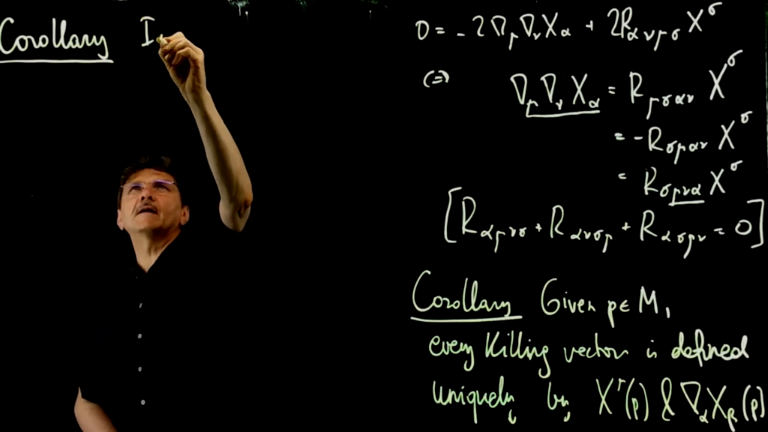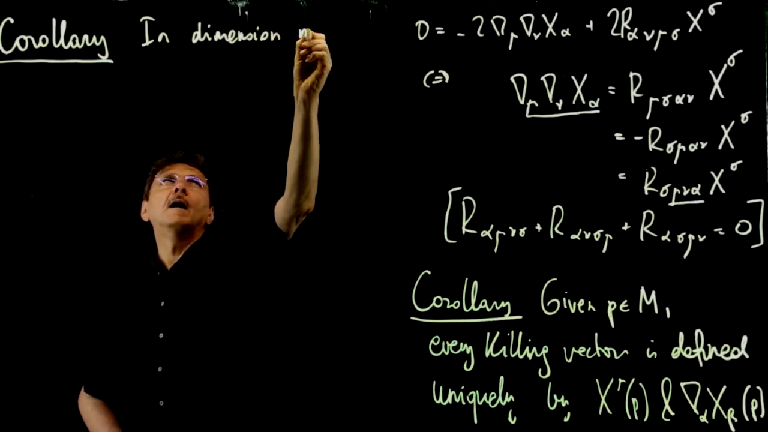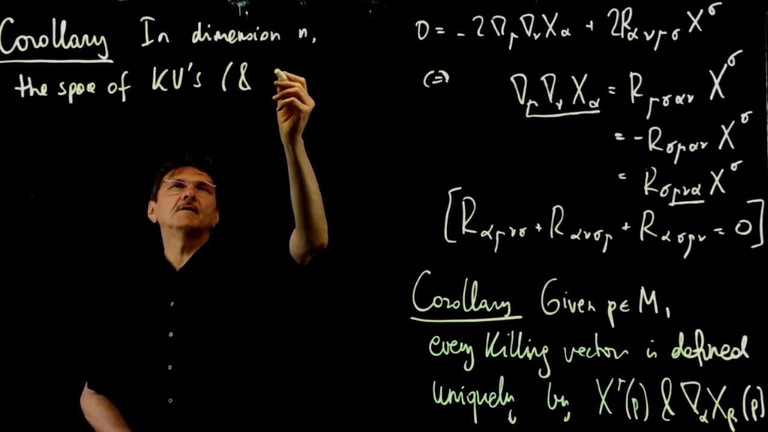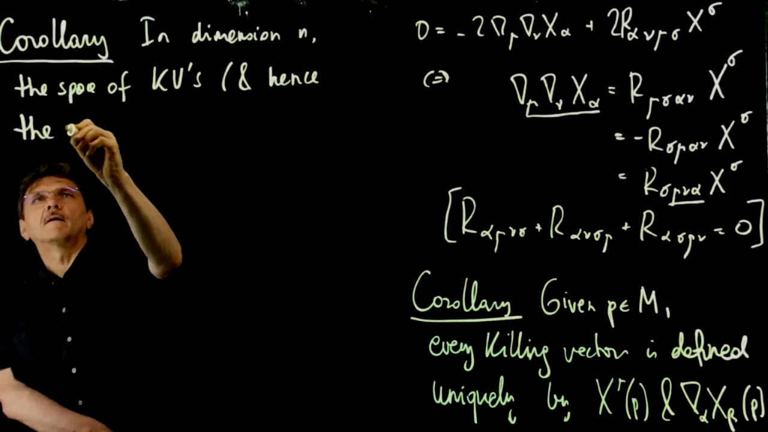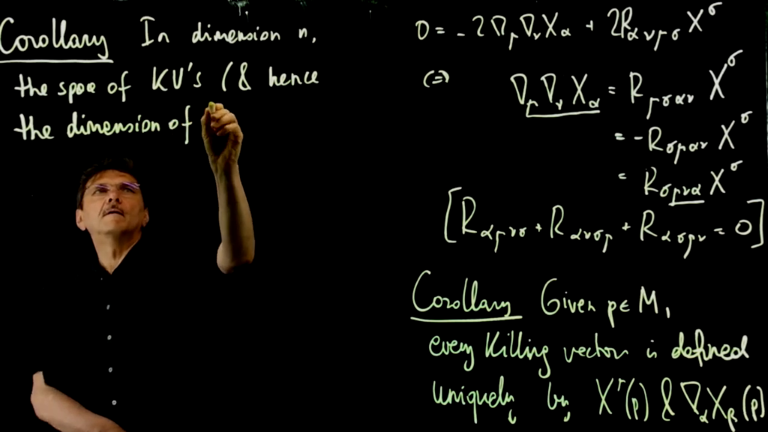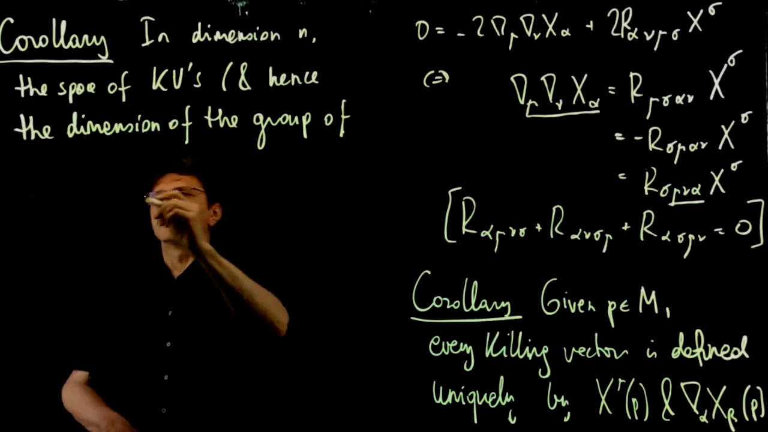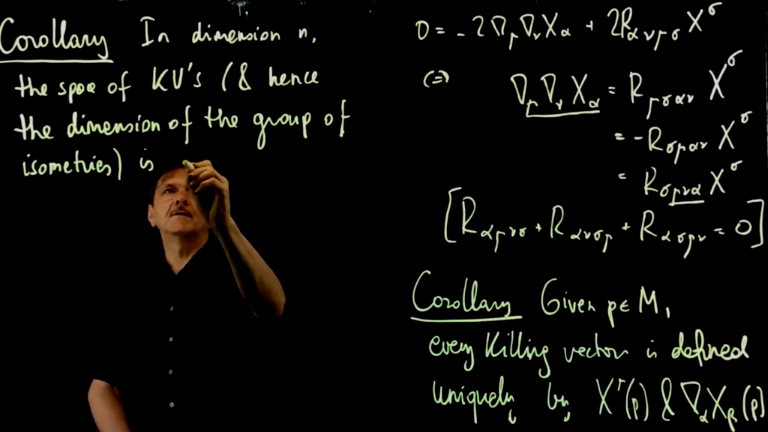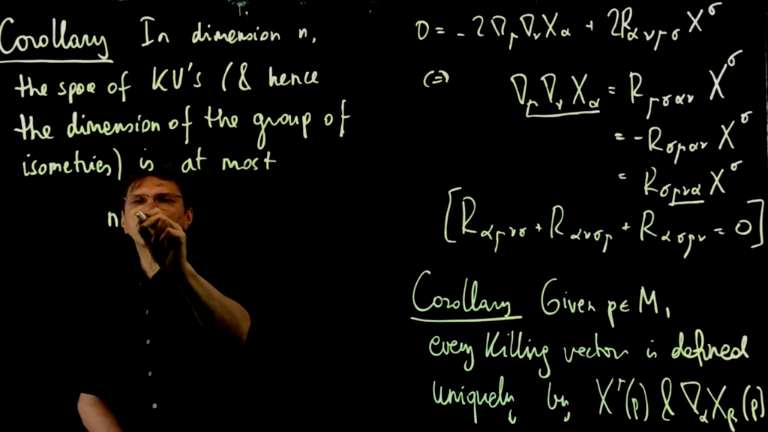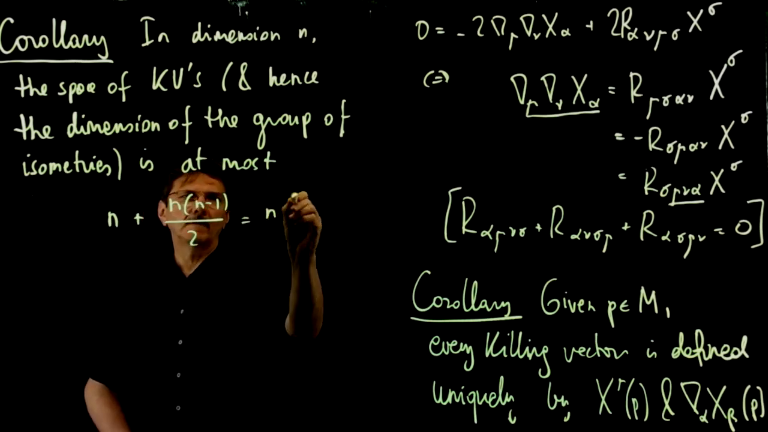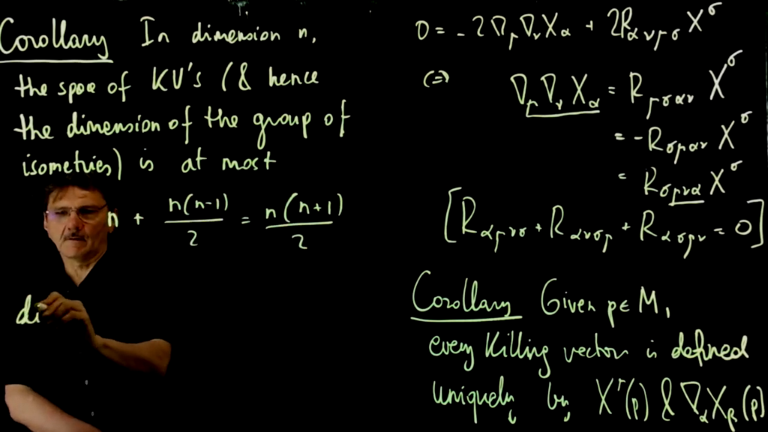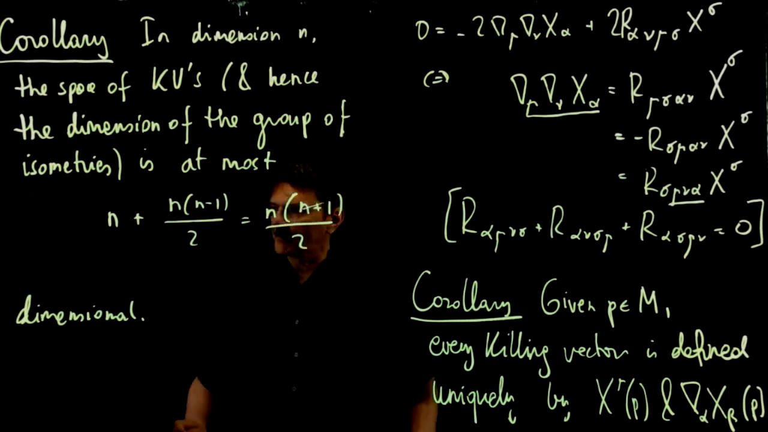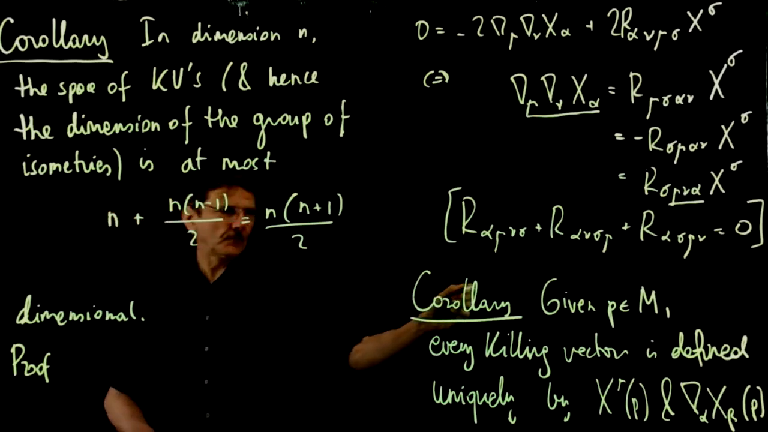In dimension n, the space of Killing vectors, and hence the dimension of the group of isometries, is at most n plus n(n minus 1)/2, that is n(n plus 1)/2 dimensional. So let's do the corollary first. This will be corollary 1 and corollary 2.